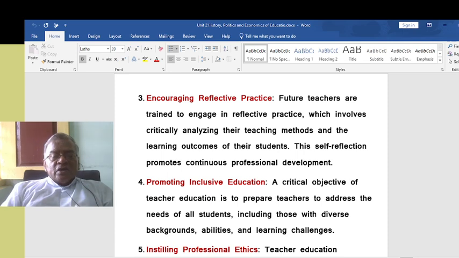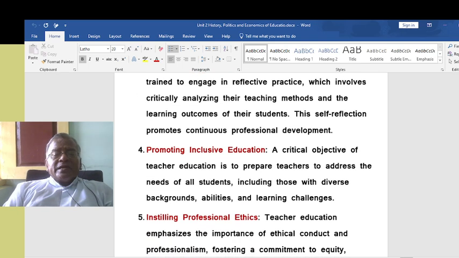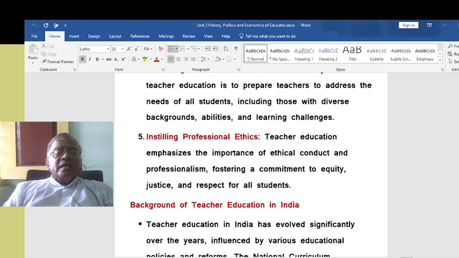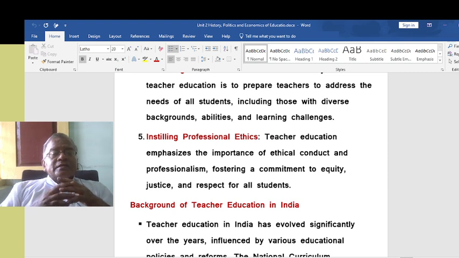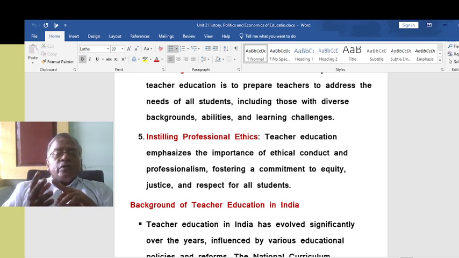encouraging reflective practice. Future teachers are trained to engage in reflective practice, which involves critically analyzing their teaching methods and the learning outcomes of their students. This self-reflection promotes continuous professional development. Then promoting inclusive education. A key objective of teacher education is to prepare teachers to address the needs of all students, including those with diverse backgrounds, abilities, and learning challenges. Then instilling professional ethics. Teacher education emphasizes the importance of ethical conduct and professionalism, fostering a commitment to equity, justice, and respect for all students.